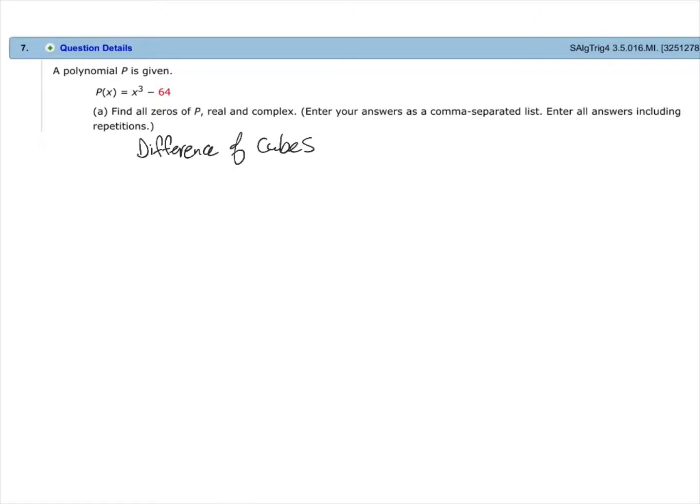The difference of cubes factors using a simple formula. If we have something in the form a cubed minus b cubed, we factor it by first dropping the cubes. So we would just have a minus b in our first factor. Then in our next factor, we will have a squared, then change the negative to a positive, and multiply a and b together, and then plus b squared.